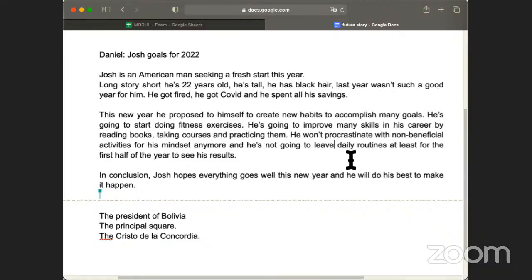He's not going to leave, maybe his daily routines, it could be. Okay, but that is not correct. First half of the year to see his results. In conclusion, Josh hopes everything goes well this year, and he'll do his best to make it happen.